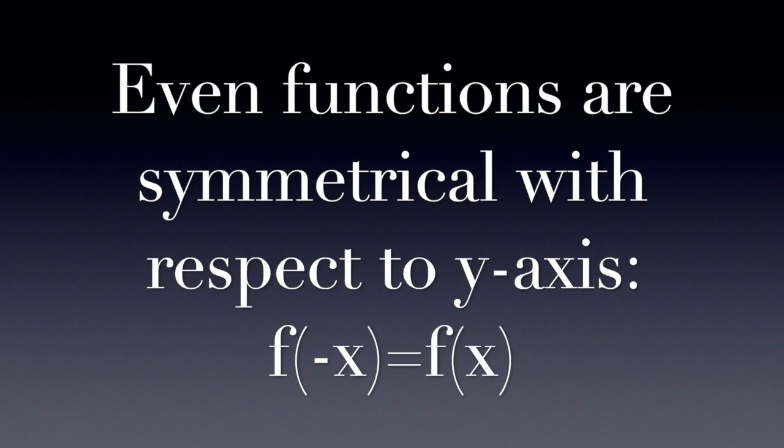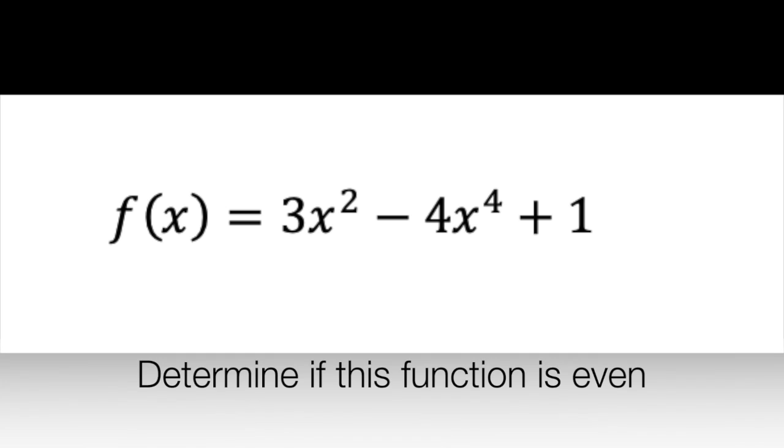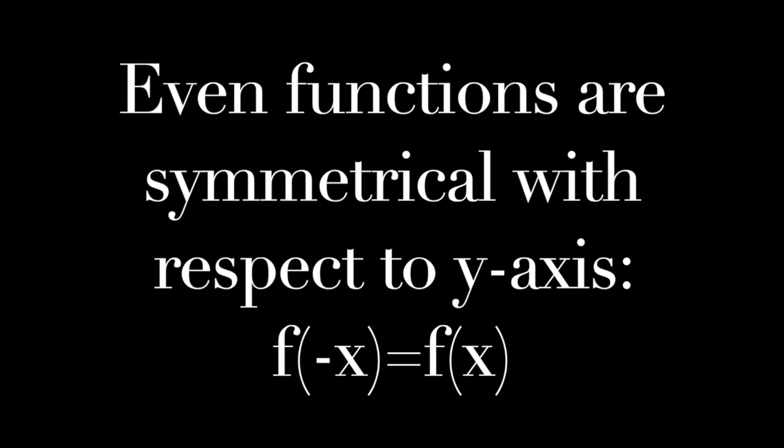It is possible to determine what type of symmetry the graph of a function will have without actually having to graph it. Functions that are symmetrical with respect to the y-axis are called even functions. Let's look at this function f of x and try to determine if it is even without graphing it. Remember that in the case of even functions, f of negative x is equal to f of x.